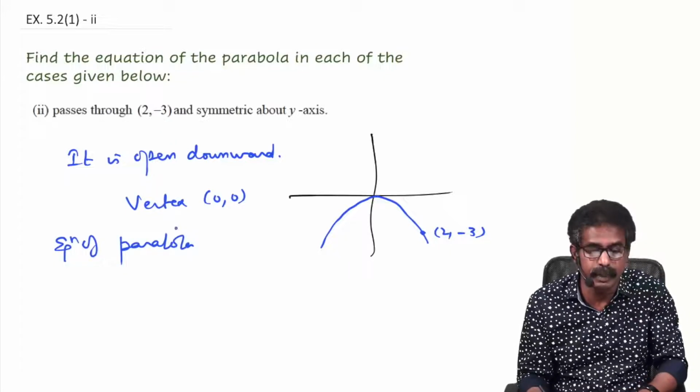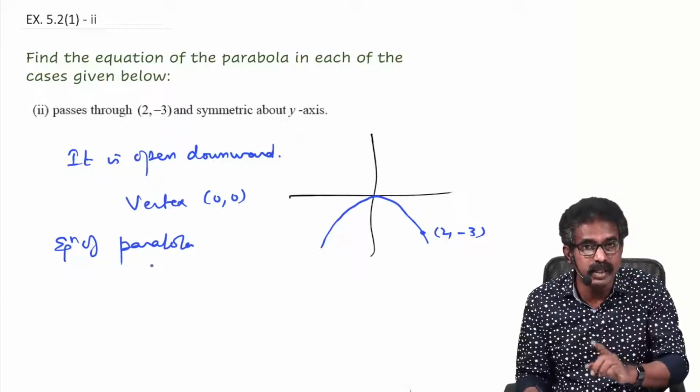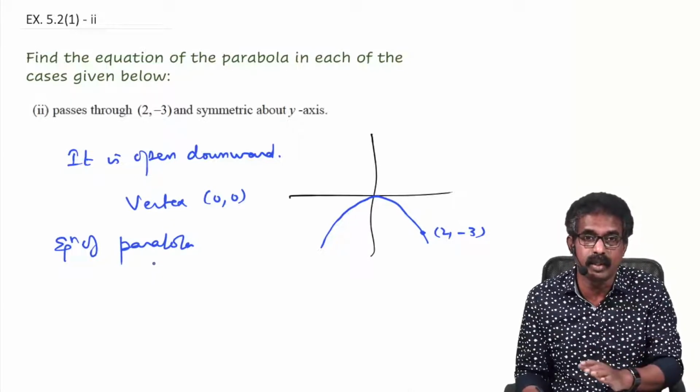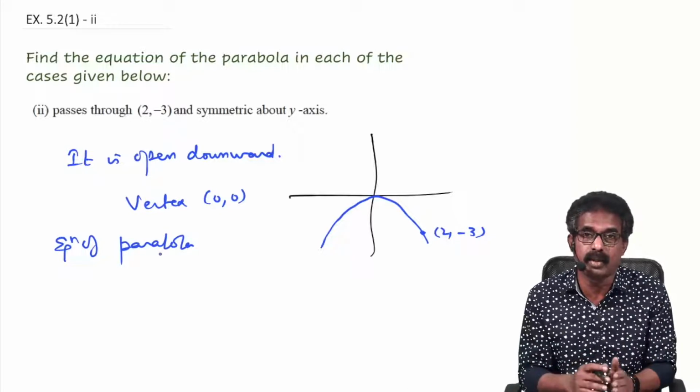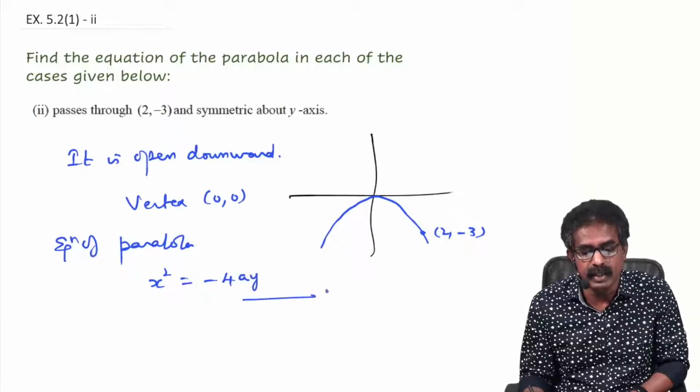So this is the fourth type, right? It's the fourth type. So what's the equation? First type, y square equal to 4ax. Second, y square equal to minus 4ax. Third one, x square equal to 4ay. Fourth one, x square equal to minus 4ay. So this is your answer, but there is an unknown.